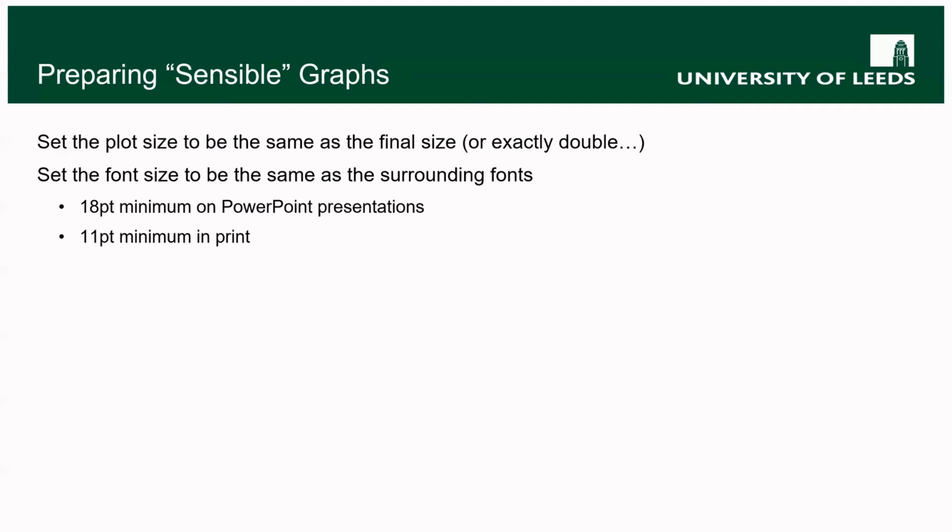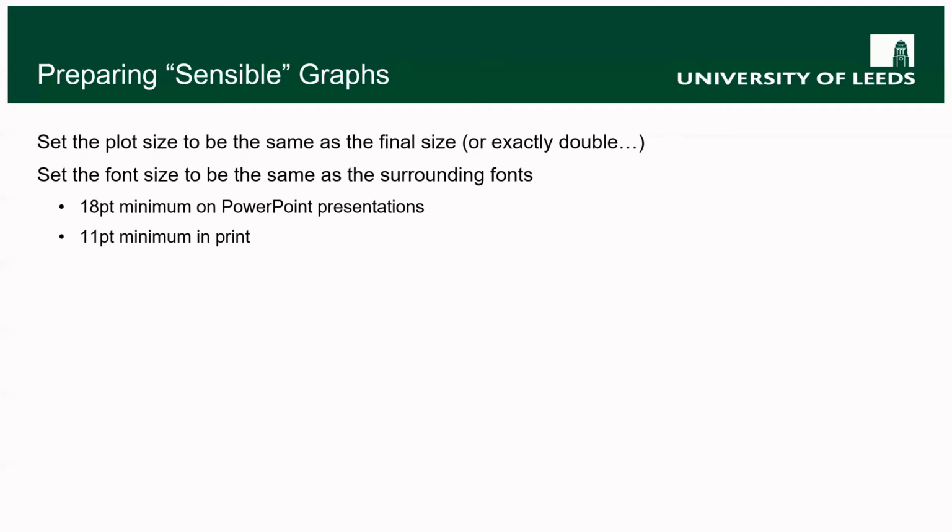Watch out for the minimum point size you're actually using, and try and keep it the same as the surrounding text, and also try to make sure that you use a similar font to the surrounding font as well. It just looks nicer. So in particular, I'd say never go below 18-point fonts on a PowerPoint presentation, and in text for a report, 11 points is a sensible minimum font size.